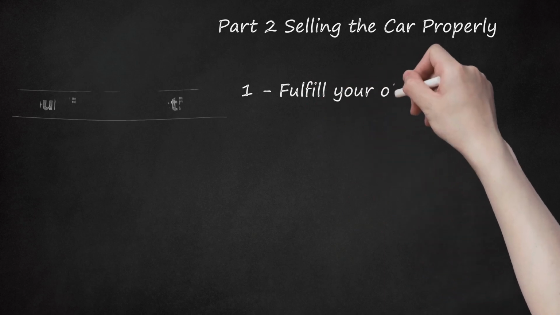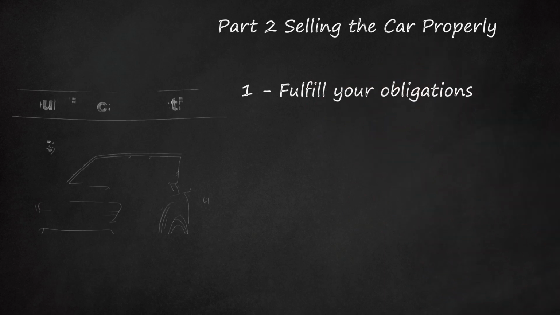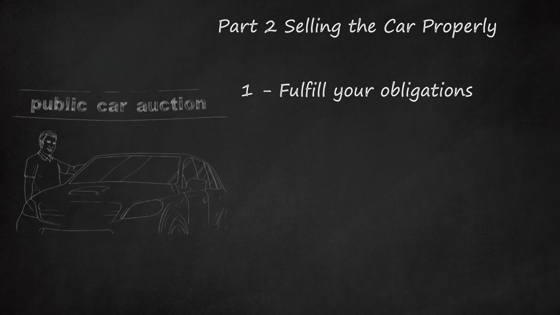1. Fulfill your obligations. You must also sell the car in a commercially reasonable manner. This standard is a little vague. Often, it means selling the car at a public auction. However, private sales can sometimes be commercially reasonable if you engage in fair and honest dealing. Make sure that you avoid doing the following, all of which are not commercially reasonable.